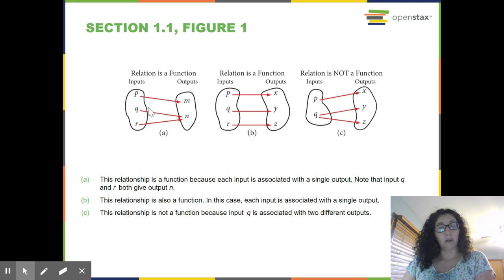P goes to M, and Q and R both go to N. Is this a function? Every input value has one output value. So yes, this is a function. How about this? Is this a function?